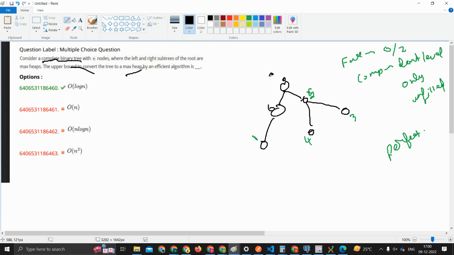Balaji, go ahead. The root will be greater than its children. The left side will be lesser than the root, the right side will be greater than the root. So accordingly, the topmost one, then once again it will start from the heap. So I think it is totally a complete binary tree only.